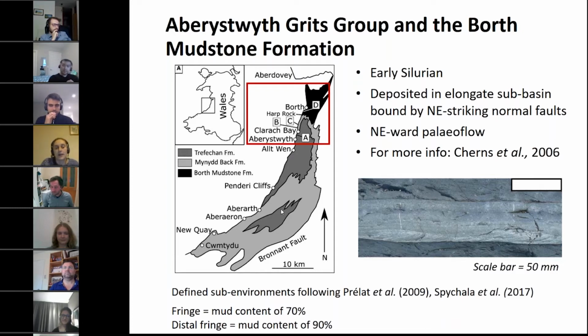And what's really nice about these outcrops, I should say, is that they are wave polished. So we really see in great detail the sedimentary structures. So they're a really great place to do this research. We focused on the very distal part of the system shown in the red box on the diagram on the left. And within this part of the system, we defined two environments following Prélat and Spychala. So based on our sedimentary logs, we said the fringe of the system is where we have a mud content of about 70%. And then even further than that, the distal fringe is where we have a mud content of about 90%. So we really are in the very distal part of the system, and it was extremely muddy.